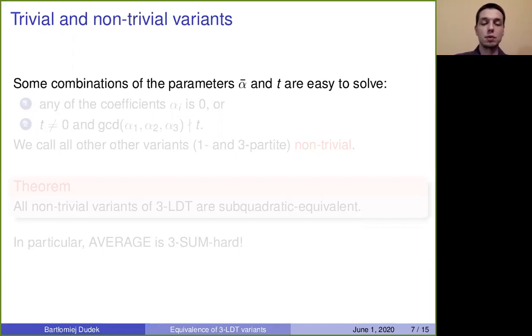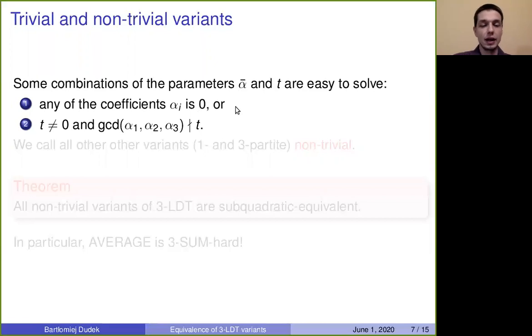So clearly, let's observe that some combinations of the parameters alpha and t are easy to solve. For example, if any of the coefficients alpha i is 0, then we obtain an equation that is about not three numbers, but essentially two. So we have a linear equation about two numbers. So for one number, we can obtain the target value for the second number. So we can iterate through all numbers in the set and binary search the second one. So this will be an almost linear time algorithm solving that problem. And that's why we say that this is trivial.